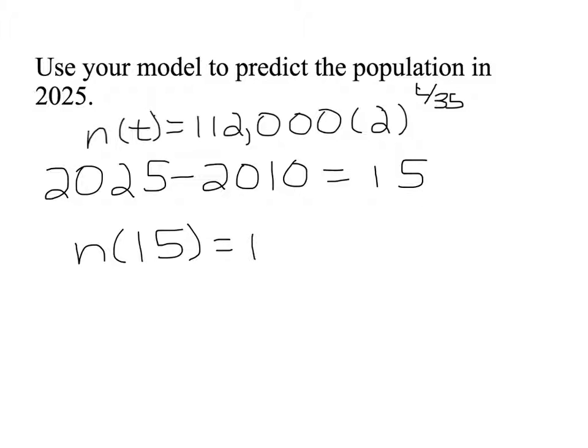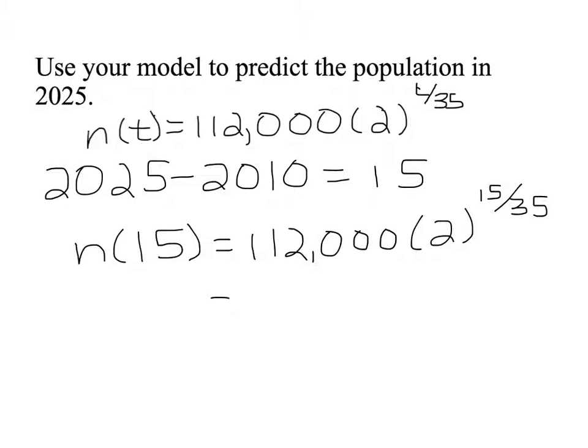So N of 15 is 112,000 times 2 to the 15 over 35. When I plug all that in my calculator, I get 150,000, 740.8, and I like to round it to a whole person.